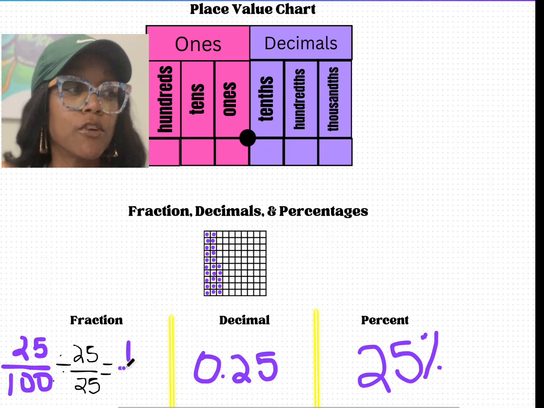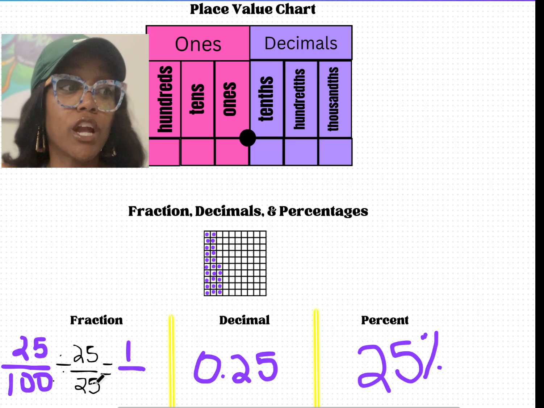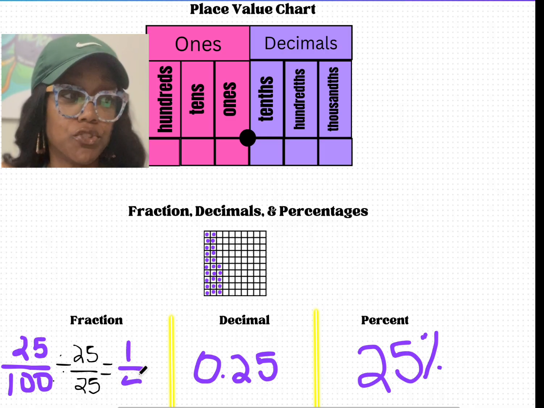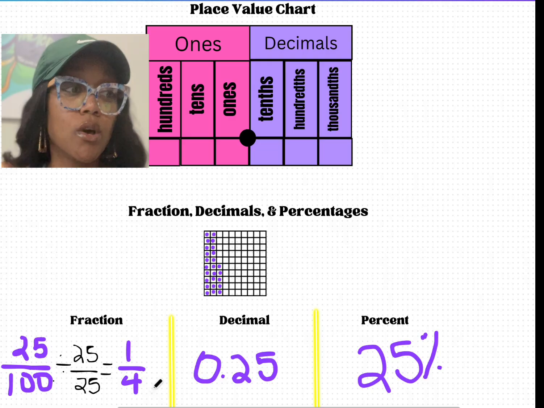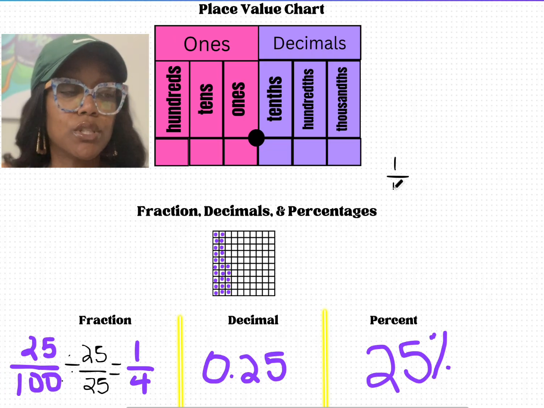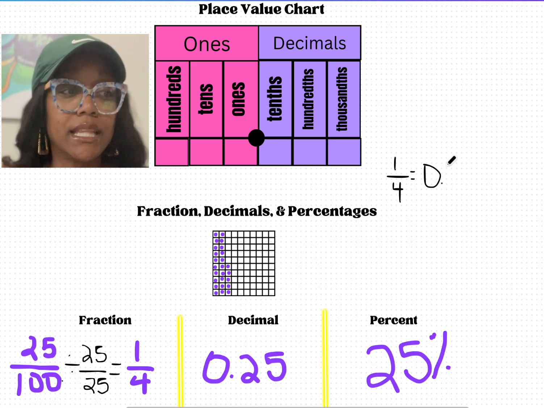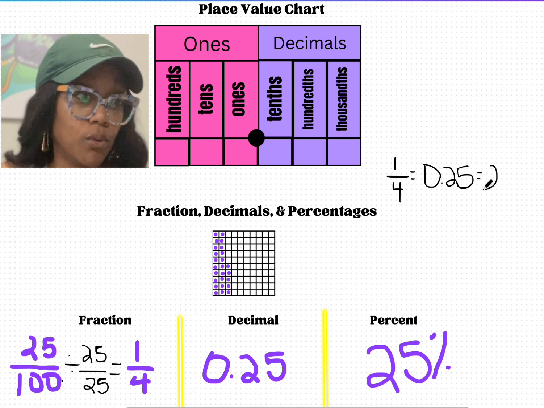Now I'm going to write my therefore statement to show that all of these are equivalent. So 1/4 equals 25 hundredths. I'm going to write that in decimal form, which is also equal to 25%. You want the students to write the therefore statements so they know that they're all equivalent and they start connecting 1/4, 25 hundredths, and 25% as all being equal.